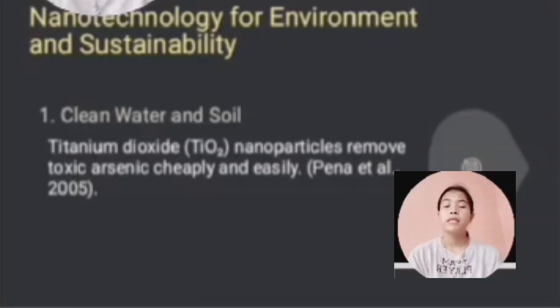I will be discussing nanotechnology for environmental sustainability. First, clean water and soil. Titanium dioxide nanoparticles remove toxic chemicals like arsenic cheaply and easily.